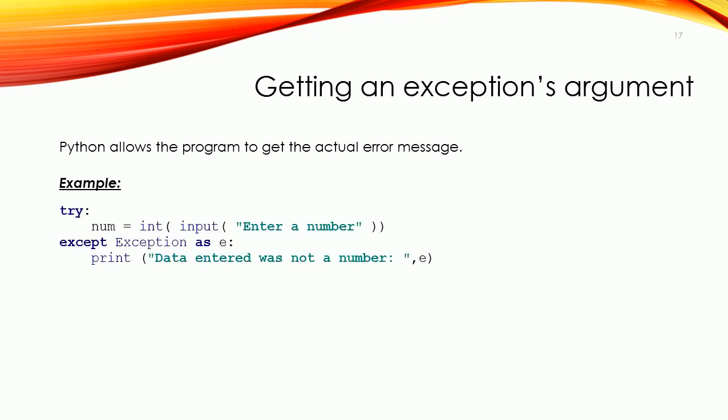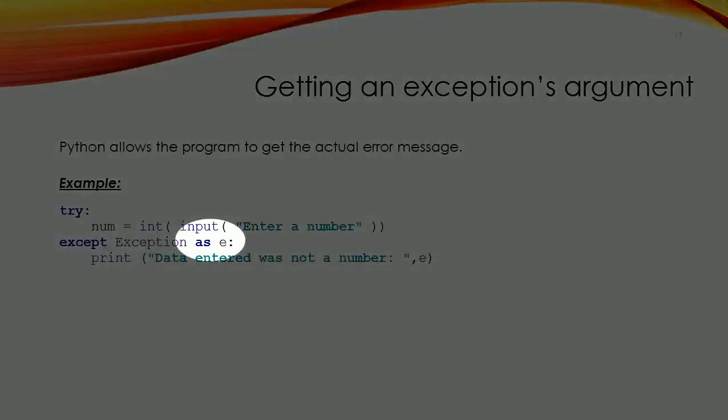An exception can have an argument, which is a value that gives additional information about the problem. The content of the argument varies according to the exception type. You will capture an exception's argument by supplying a variable in the exception clause as follows. We are using the variable e.